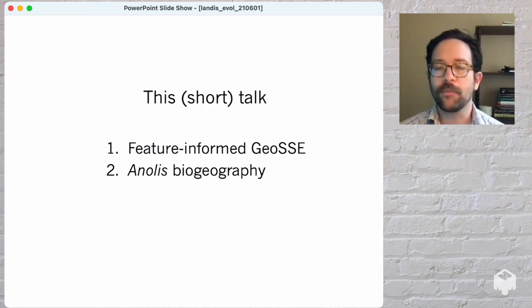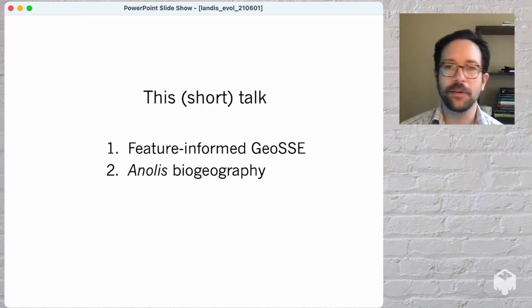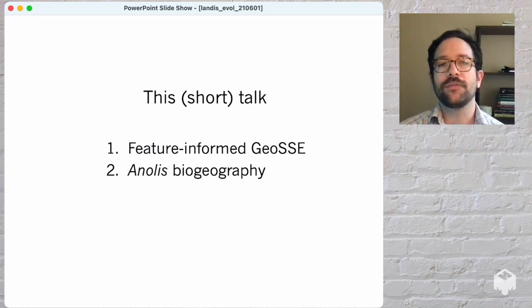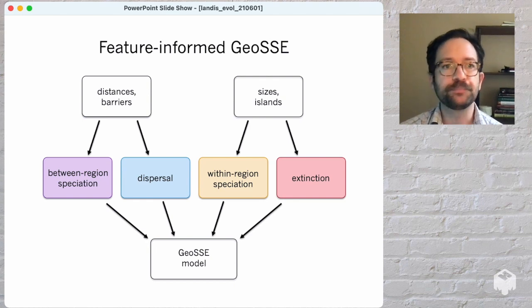So for this short talk, I'm basically going to cover briefly two aspects of this study. First, a definition of a feature-informed GeoSSE model, and second, an application of that model to anoles biogeography.